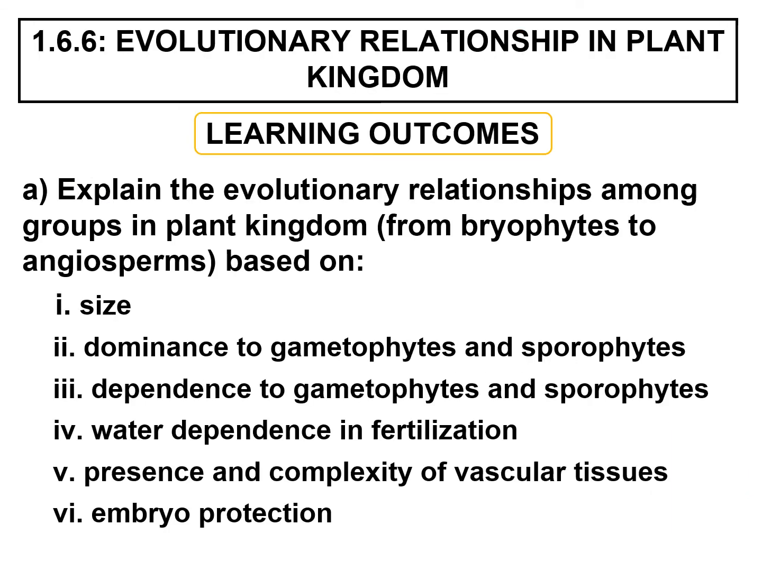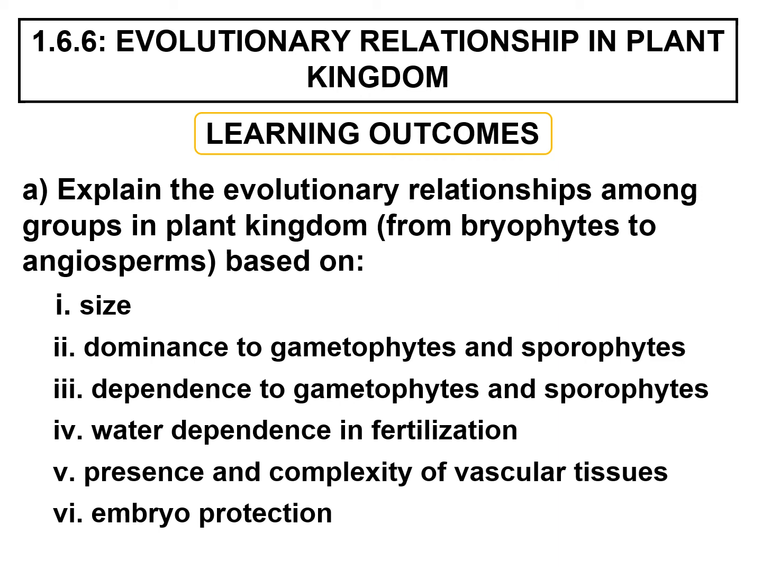So let's look at evolutionary relationship in plant kingdom. Bila evolutionary relationship, kita nak tengok mana yang advanced, mana yang simple. Okay, jadi in terms of what kita nak declare yang dia ni lebih advanced daripada plant yang lain. First in terms of size. And then the dominance, which generation is dominant? Gametophyte or sporophyte? Jadi those plants that have sporophyte as dominant generation is considered more advanced.